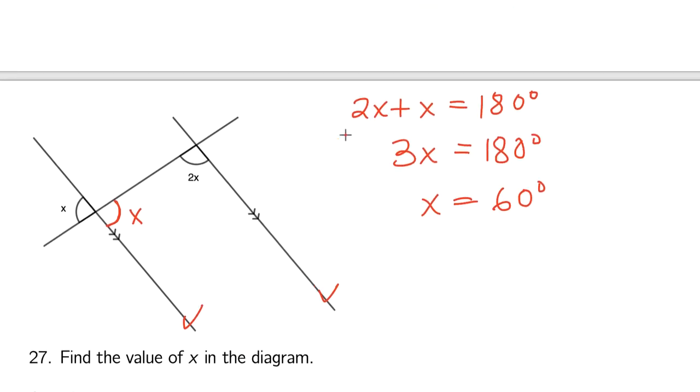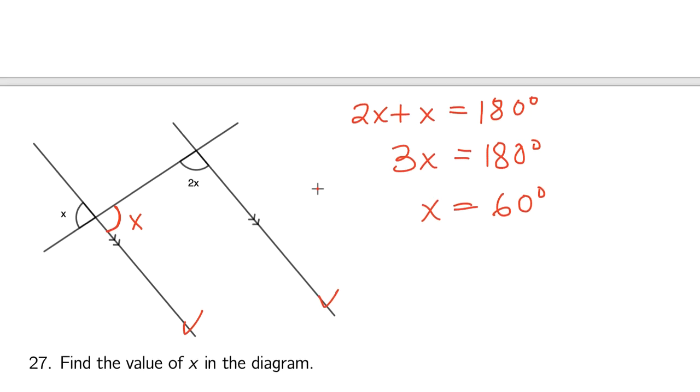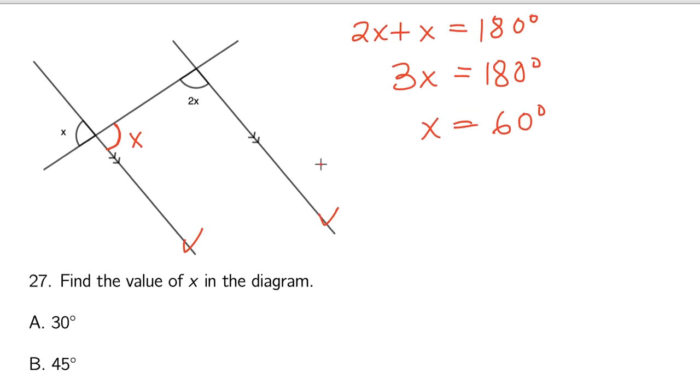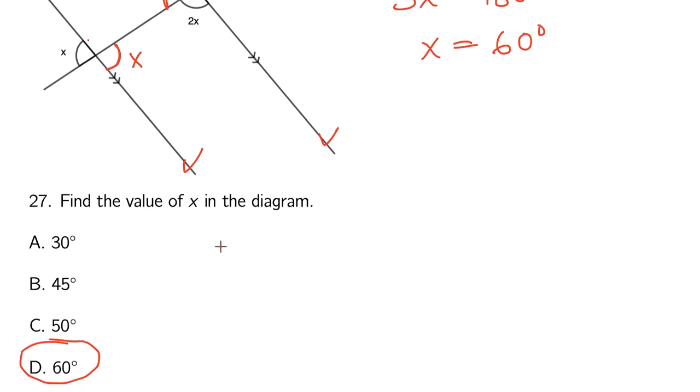Another way to look at this is to notice that this angle X and this angle are corresponding angles. So if this is X, then this is also X. And then now we have two angles that lie on a straight line. So you have X plus 2X being on a straight line. That means that their sum should again be 180. And if you now solve for X, you get X being equal to 60.